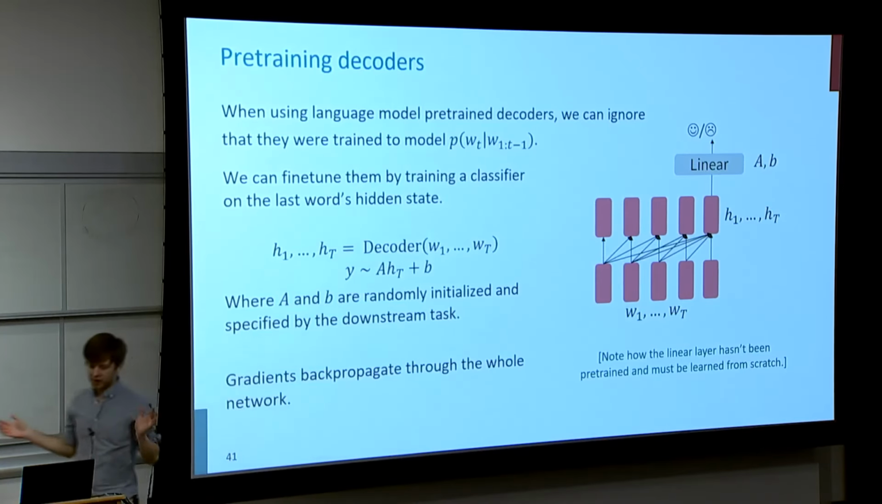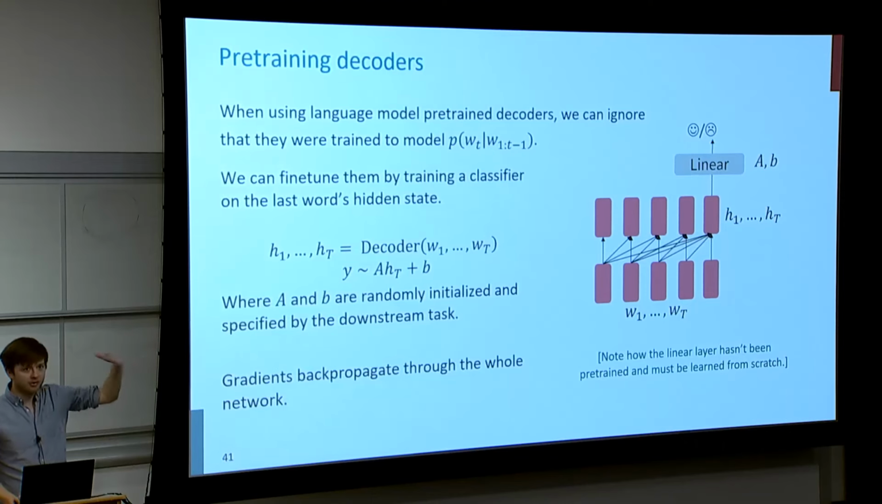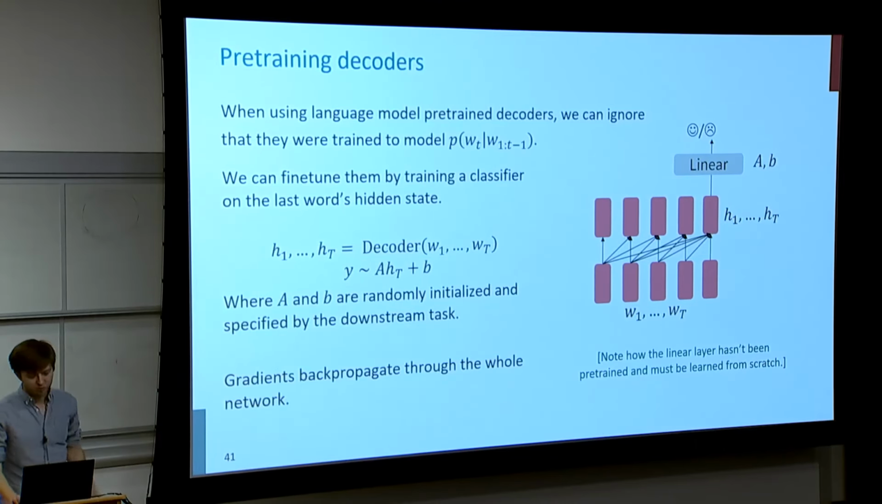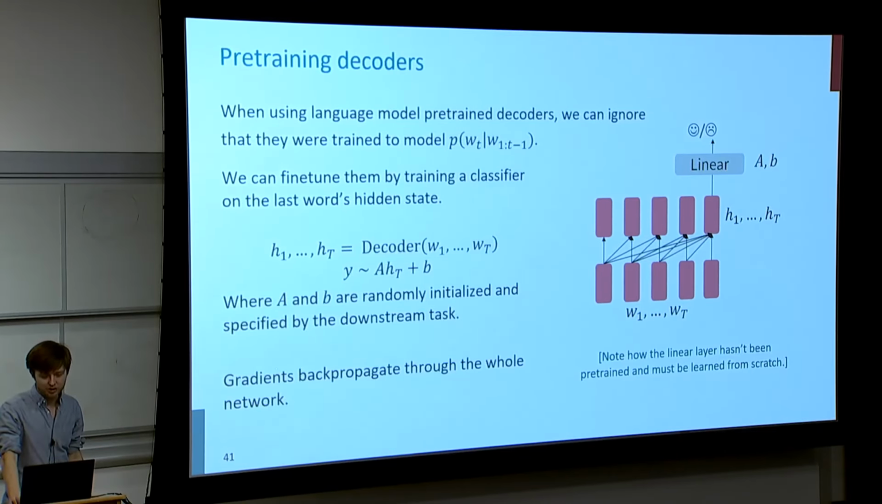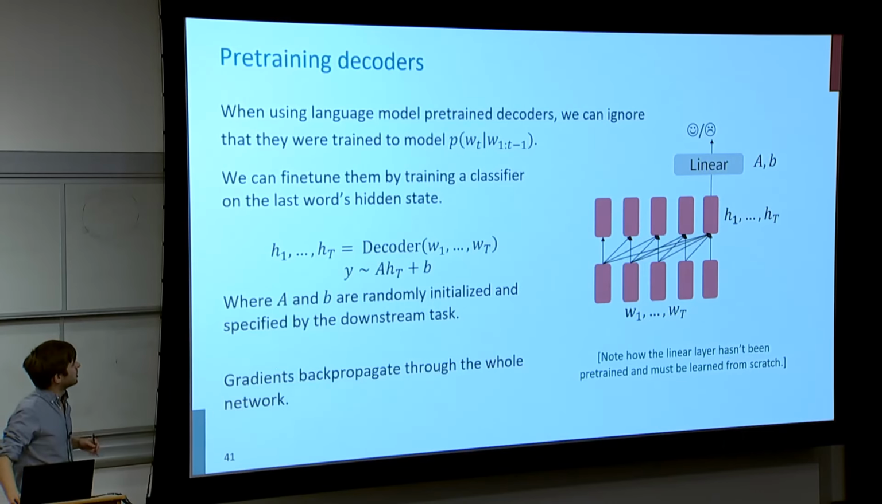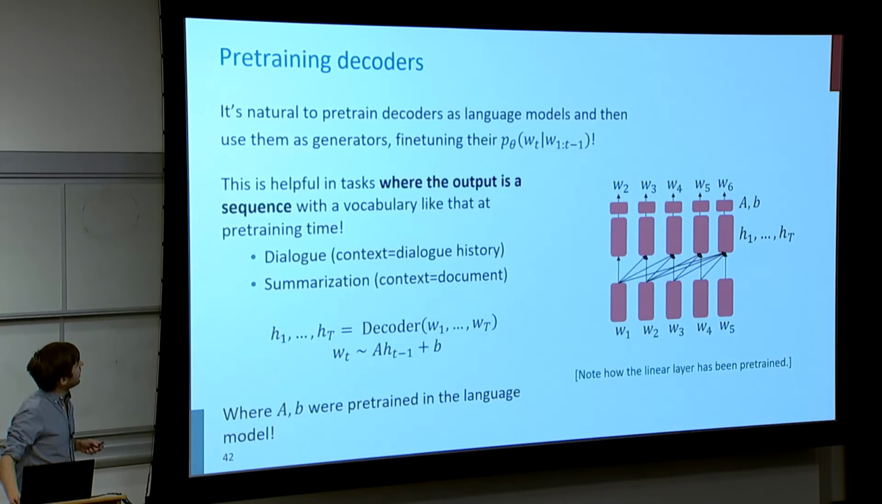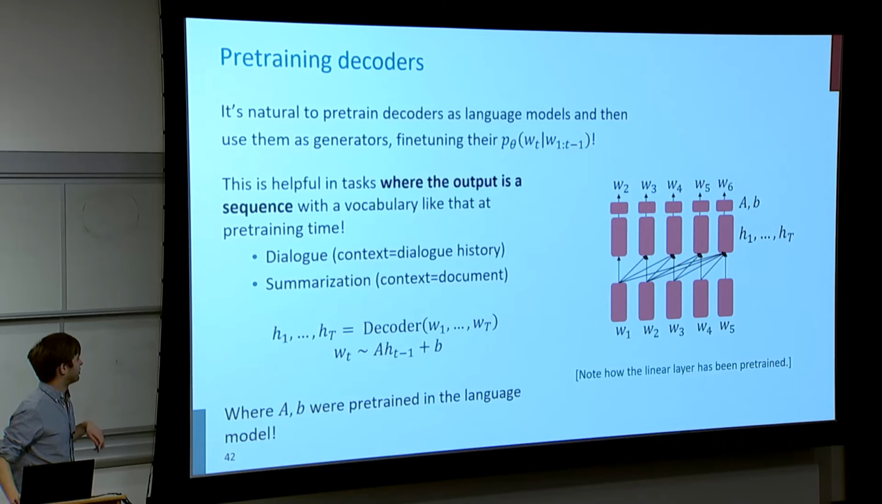Backpropagate the gradients to the whole network, train the whole thing, or do some kind of lightweight or parameter-efficient fine-tuning like we mentioned earlier. So this is our pre-training a decoder. And I can just pre-train it on language modeling.